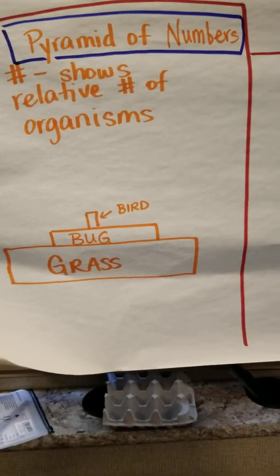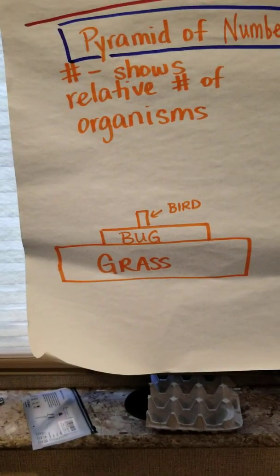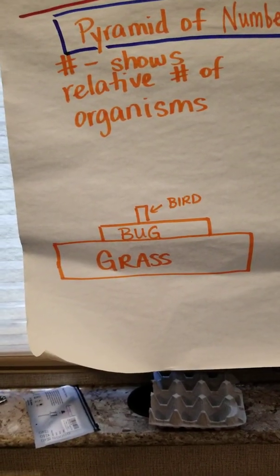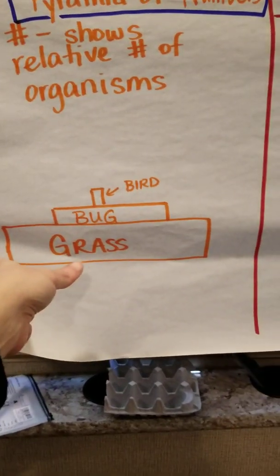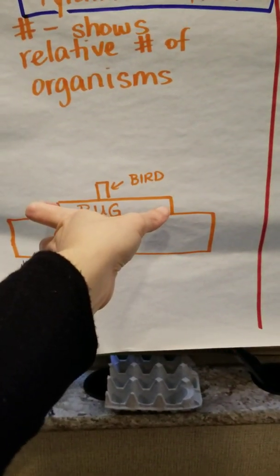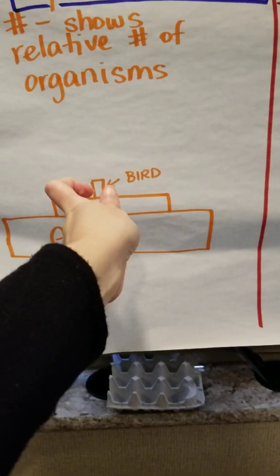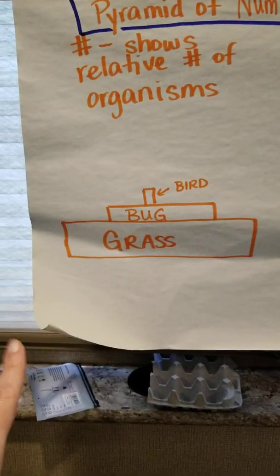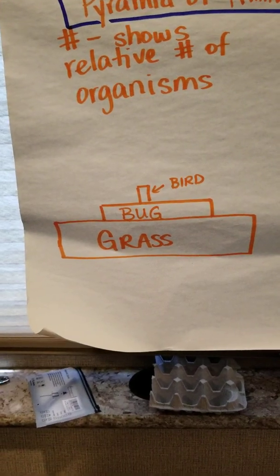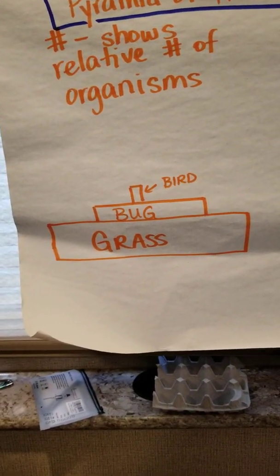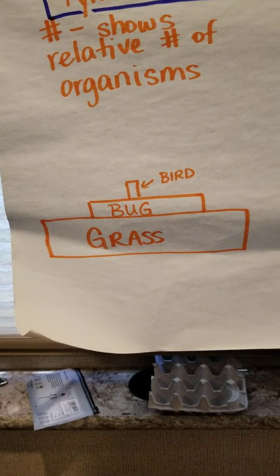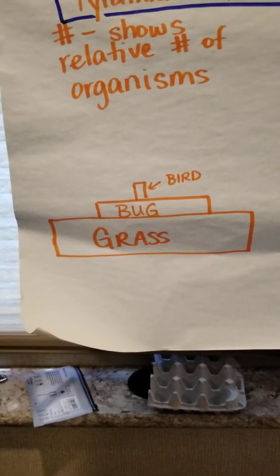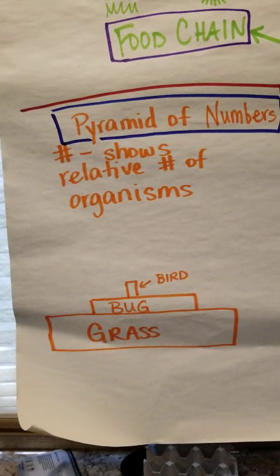So when we're looking at relative numbers for pyramid of numbers, it's a guesstimate, but we know that the grass is going to be much larger than the bugs, which is going to be a much larger number than the birds. So we've got these boxes representing that, and even though it's not a typical triangular shape pyramid, this is more of a South American style pyramid or step pyramid, that's what this one is. So that's the pyramid of numbers.